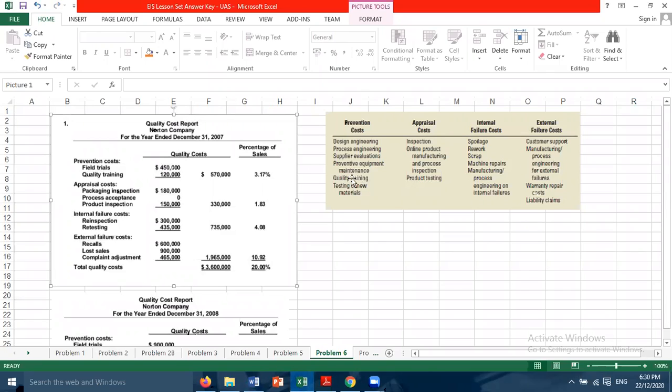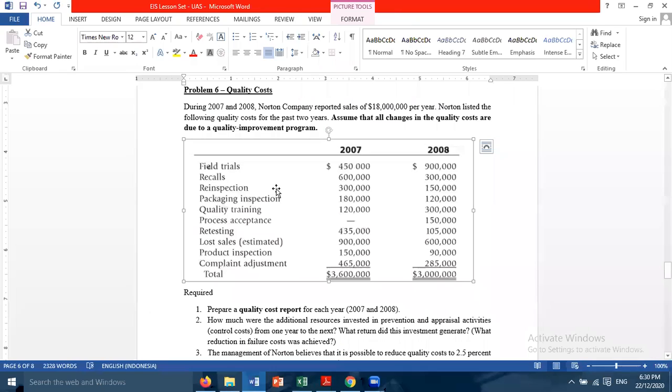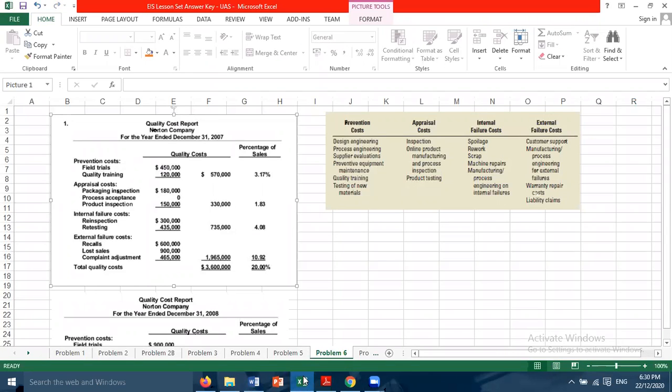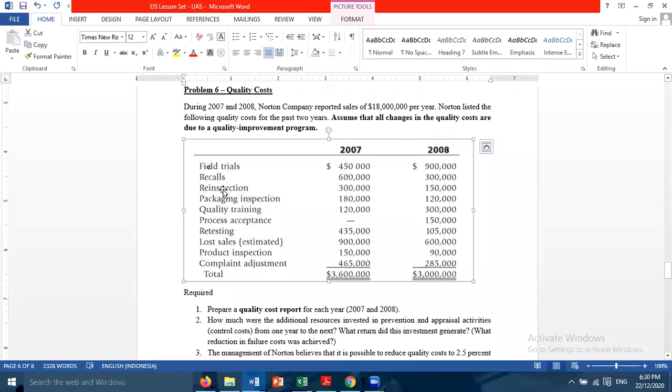Quality training is here also as well. Quality training is a prevention cost as well. Then next we have recalls. Recalls are practically when the customer asks back or sends back the product. So recalls are included as external failure.